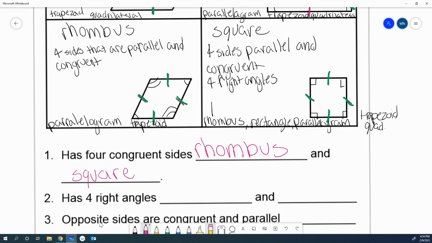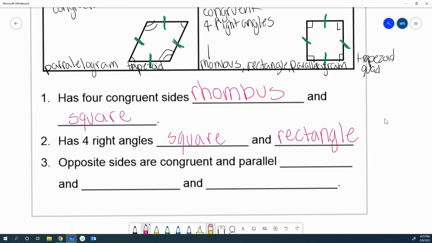Let's look at that next question. Has 4 right angles? Which 2 shapes have to have 4 right angles? I hope you said square and rectangle. Your square and your rectangle have to have 4 right angles.